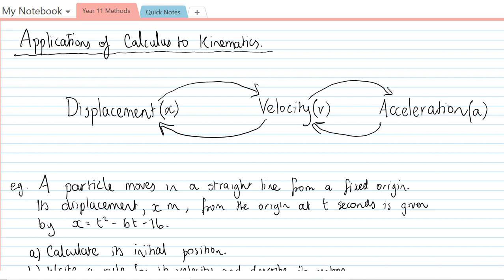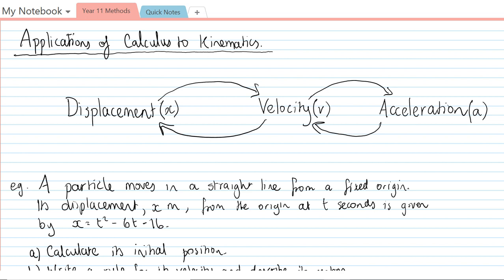Now, typically in maths, we talk about displacement as x, velocity as v, and acceleration as a. And these are all measured with regard to time. So displacement can be measured in meters or centimeters or kilometers, those kinds of things. Velocity is usually measured in meters per second, and acceleration is measured in meters per second squared.